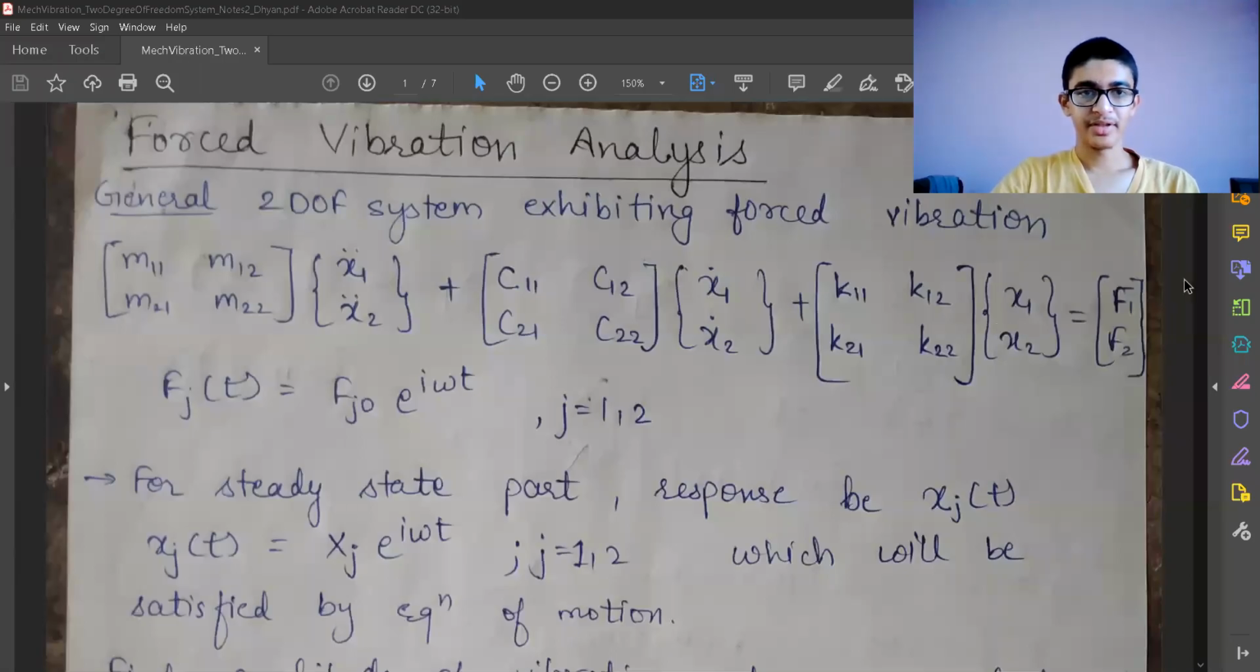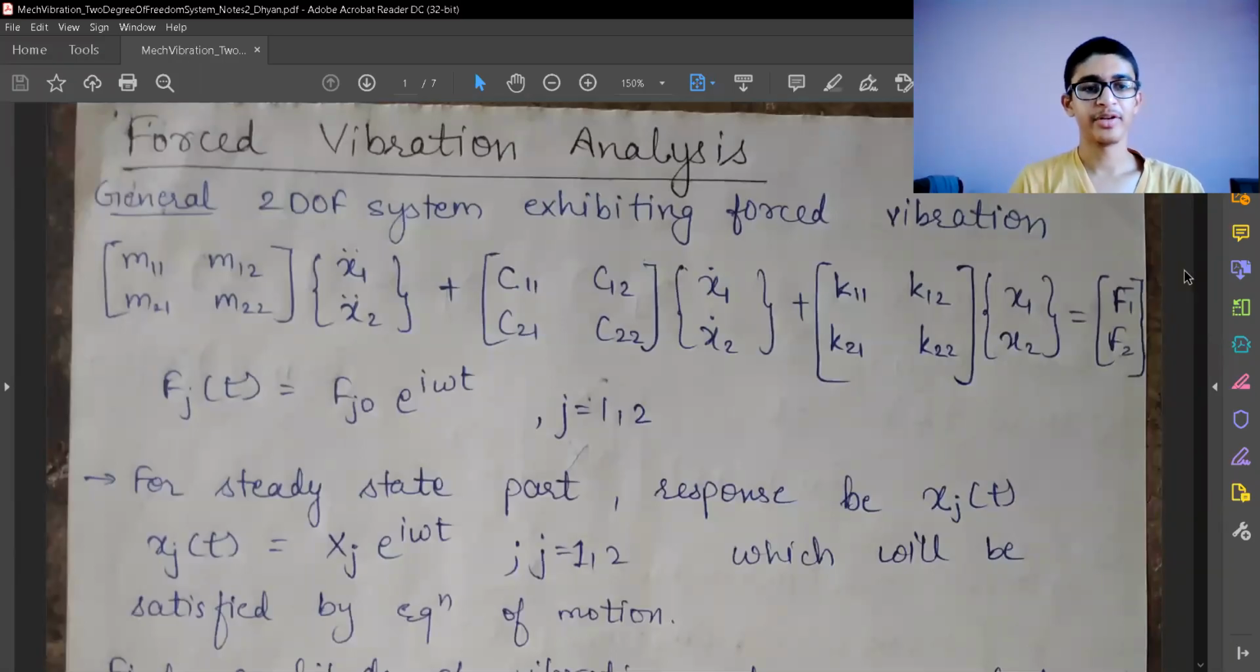So till now, we have seen the vibration of 2 degree of freedom system, but that was free vibration where there was no external force applied when the vibration analysis was going on. The system may be excited or given some disturbance at some point of time, and after that point of time, we were going to check how the vibrations are going to happen. But from now, we'll check forced vibration analysis.